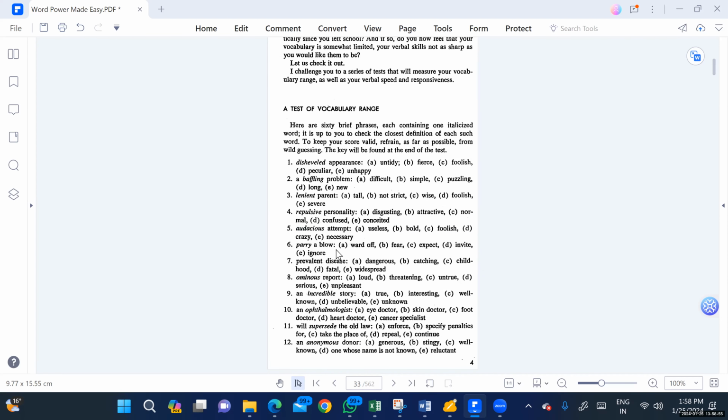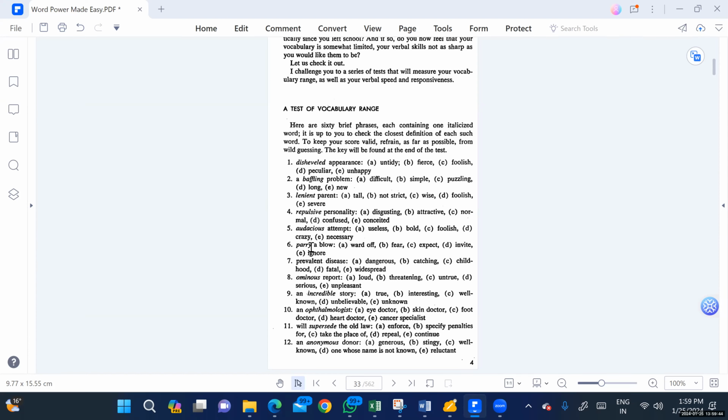Now, parry a blow. This is a phrase. Parry a blow is a phrase. Blow means hatana. A parry, a blow. Ward off, fear, expect, and why? No, it's wrong. Because if it is a phrase, and blow means out, get out. So it's saying something like, you know, switch it off. Chase them off. So I know that in all probability this will be my answer, because blow means out, off, get out, get off.